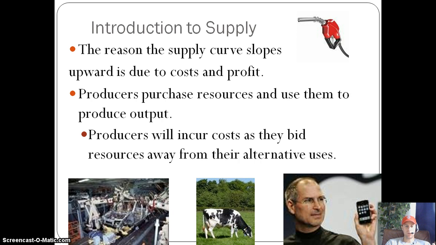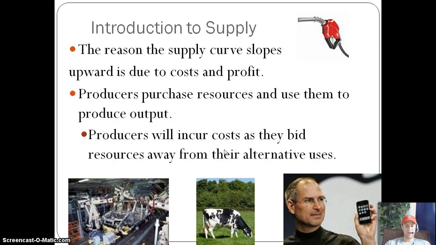sell their particular item. So because producers are purchasing those inputs, the factors of production, purchasing resources and trying to use them to make output, they're going to incur costs because the inputs they need are the same inputs that other businesses need, whether it's land, whether it is capital, whether it is entrepreneurship.